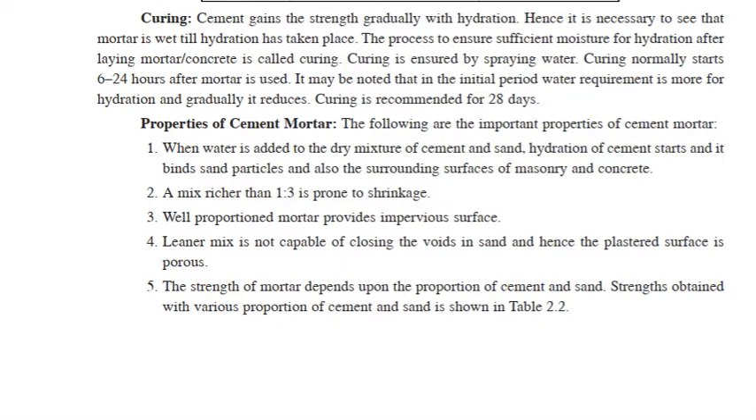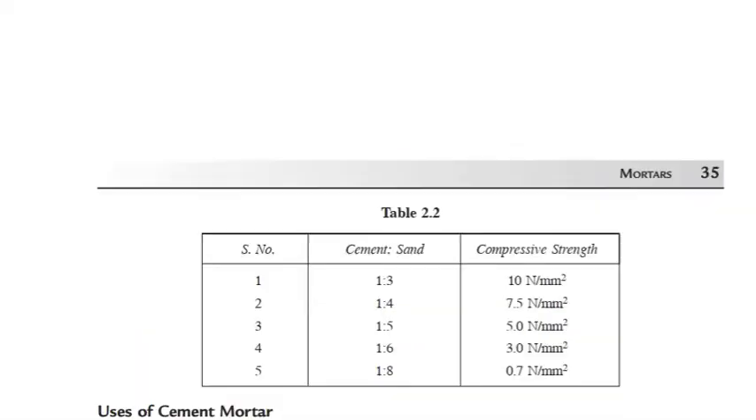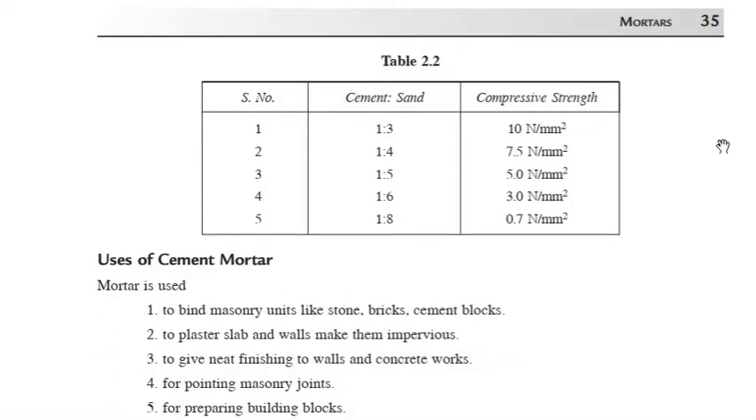5. The strength of mortar depends upon the proportion of cement and sand. Strengths obtained with various proportions of cement and sand are shown in Table 2.2. Cement to sand, compressive strength: 1:3, 1:4, 1:5, 1:6, 1:8 with 10 N/mm2, 7.5 N/mm2, 5.0 N/mm2, 3.0 N/mm2, 0.7 N/mm2.